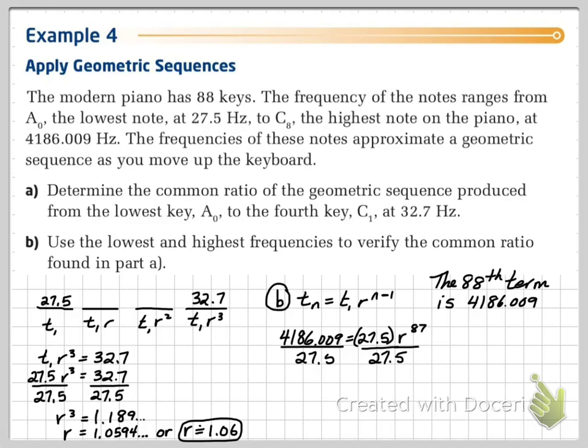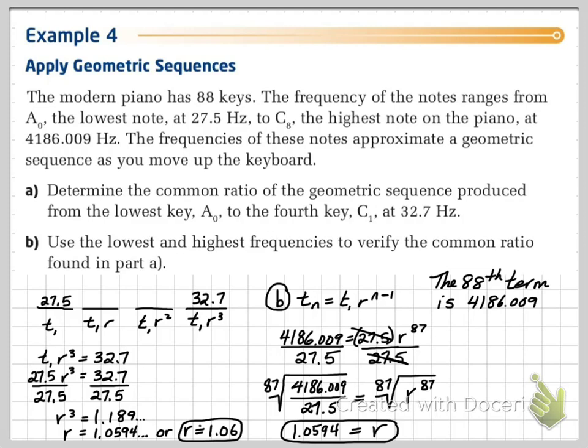Now, to get r by itself, I have to divide both sides by 27.5, and that leaves me with r to the power of 87 is equal to 4186.009 divided by 27.5. Now the next thing to do is take the 87th root of both sides. And that'll leave me with r equals, and that works out to be 1.0594, which we've verified is the exact same number that we just found.